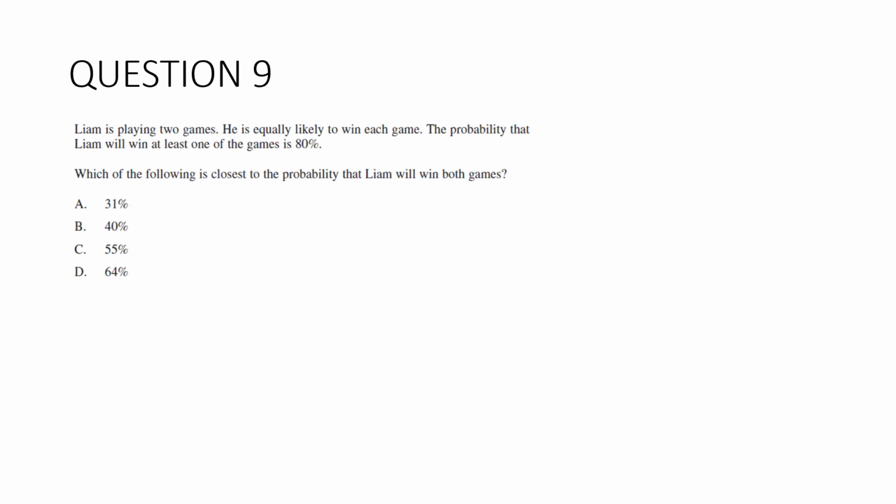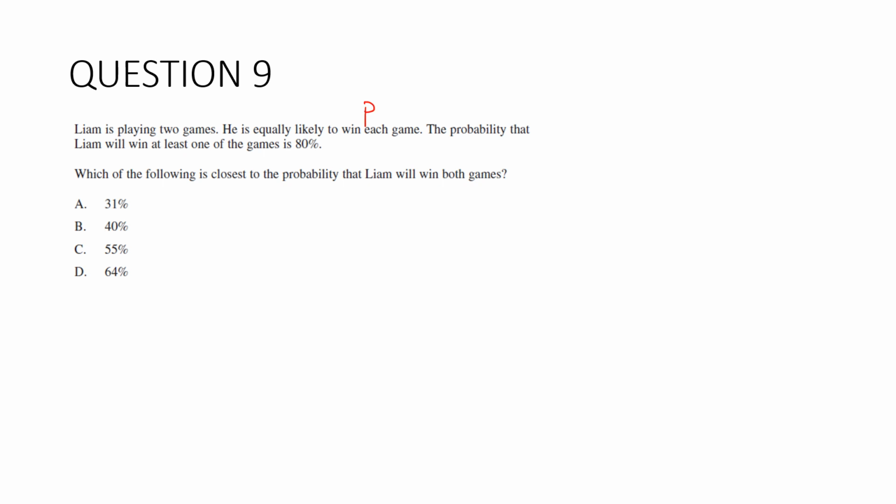Question 9. Liam is playing 2 games. He is equally likely to win each game. The probability that Liam will win at least one of the games is 80%. Which of the following is closest to the probability that Liam will win both games? All right, we don't know the probability that Liam wins a game, so we're going to call that P.